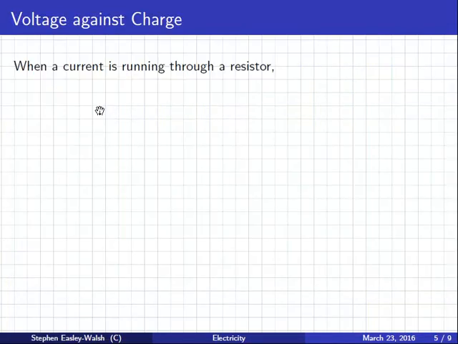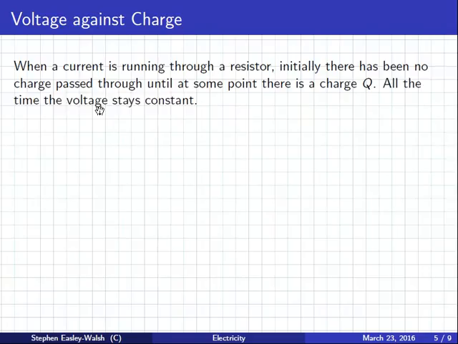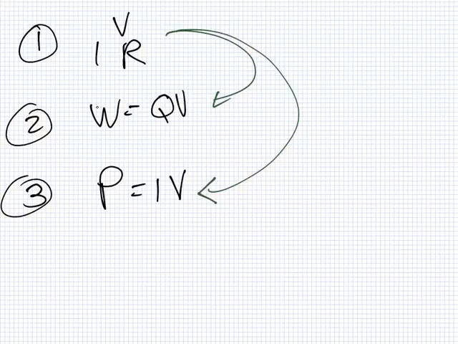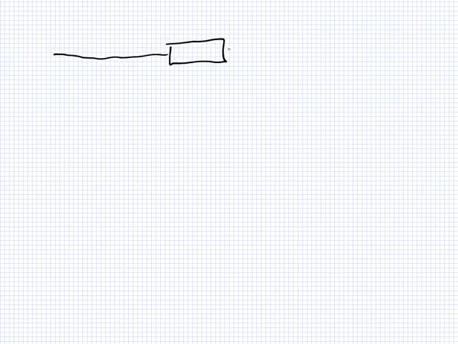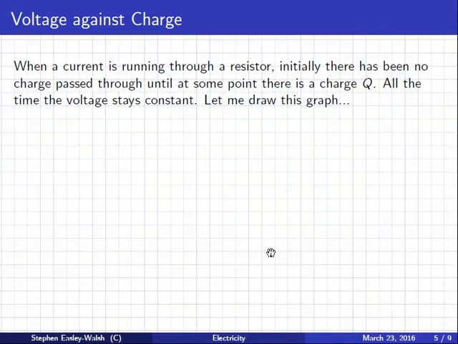So, when a current is running through a resistor, initially there's been no charge passed through it until at some point there is a charge. All the time the voltage stays constant. Let me draw the graph. If we picture here, here's a resistor, and here is a current, and here is our ammeter, and I want to make a graph here. And what do I want to put on the x-axis?